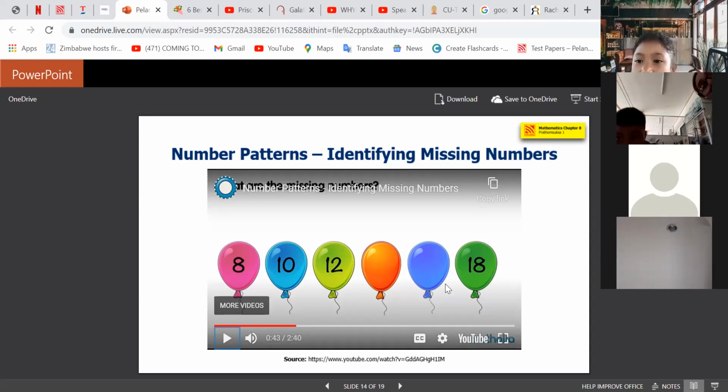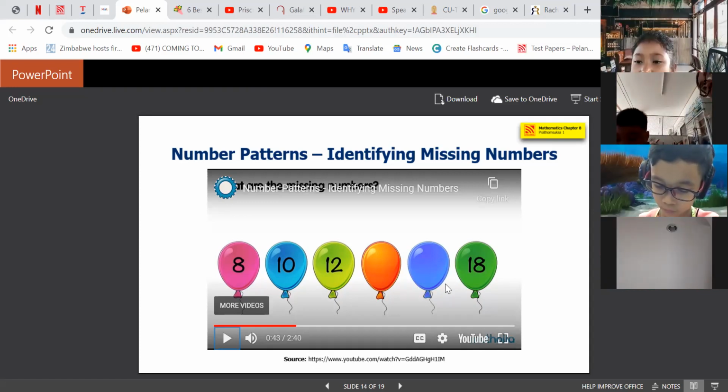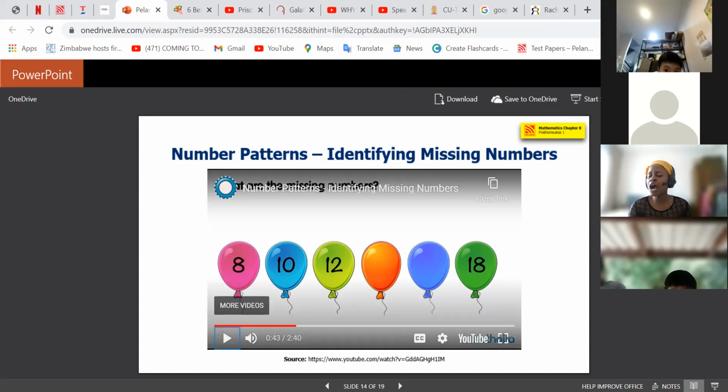18. Somebody saying 19. We are adding how many numbers, guys? iPhone, how many numbers are we adding on top? Two. Yes, thank you so much. We are adding two numbers. We can see here 8 plus 2 is 10. 10 plus 2 is 12. Going forward.